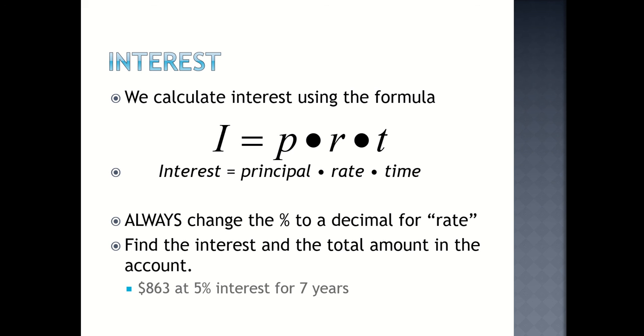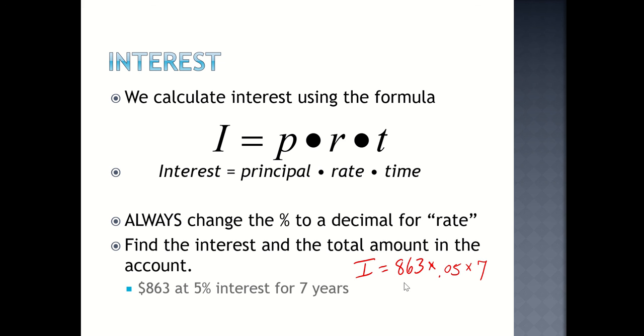Find the interest and the total amount in the account, $863 at 5% interest for 7 years. So ask yourself, what is the interest? What is the principal? What is the rate? What is the time? Well, the time is 7 years. The rate is 5%, which, remember, we need to write as a decimal, so that's 0.05. And 863, does that represent interest or principal? It represents the principal, how much you put in. So we are trying to find the interest. So pause the video now and try that out.